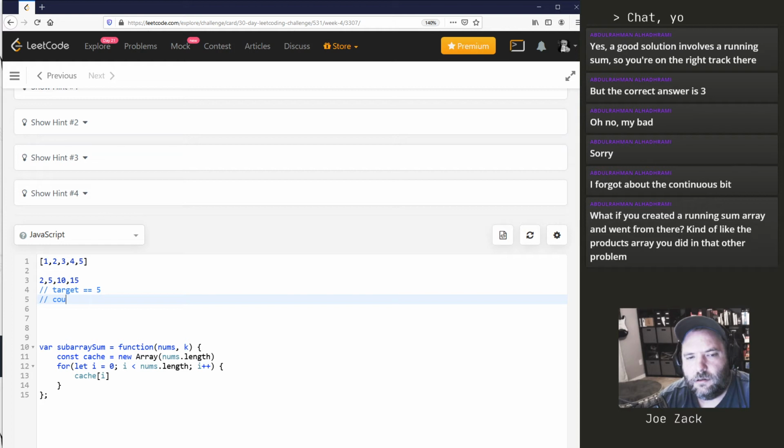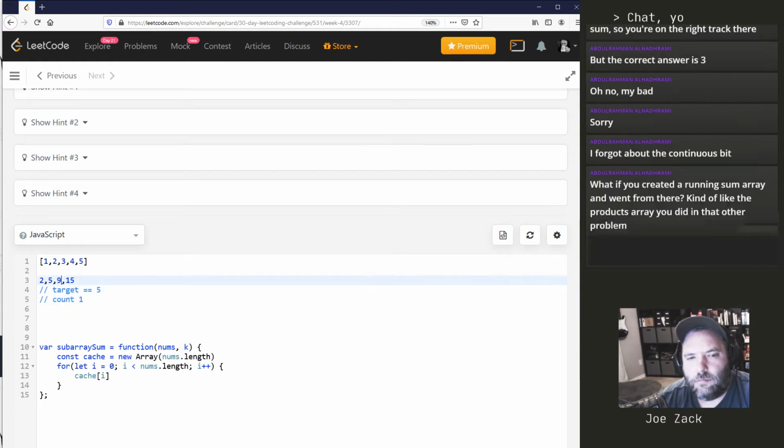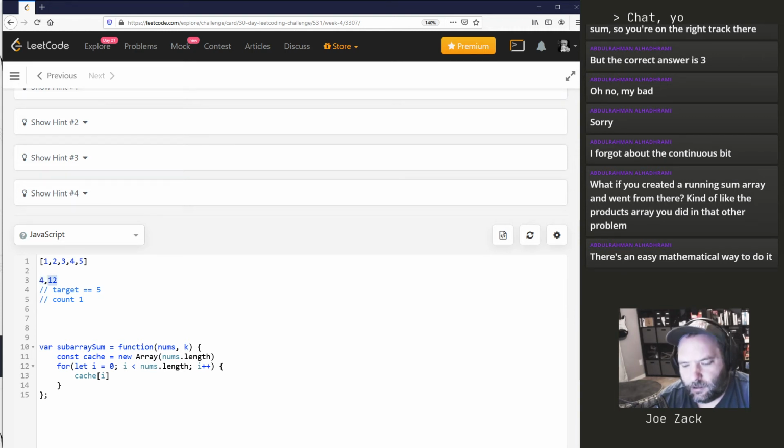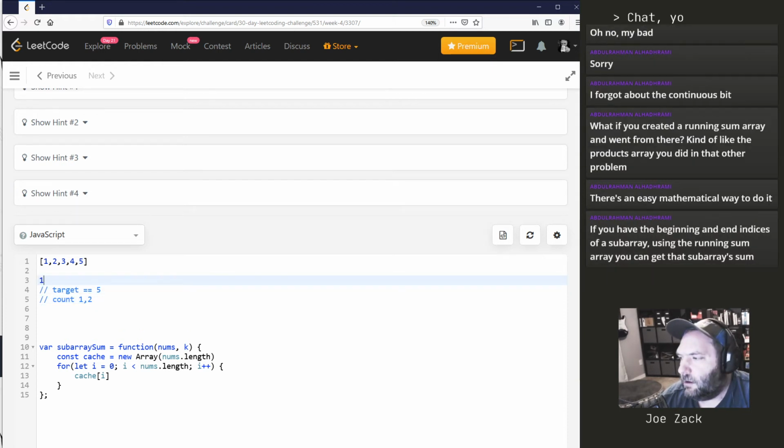Then we minus 1 from all of them to 5. So we got 1, 9, 14. Then we take the 2 back. 3, 7, 12, get rid of the 3, 4, and 5. So there's our second one. Then get rid of the 4, and we're back down to 1. If you have the beginning and end indices of a subarray, using the running sum, you can get that subarray sum.